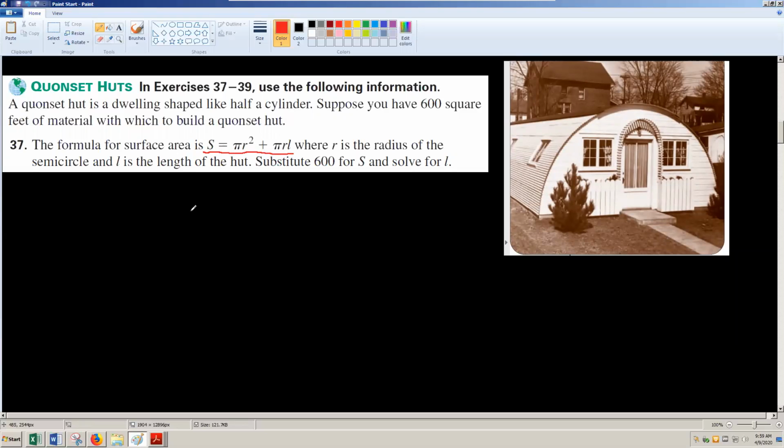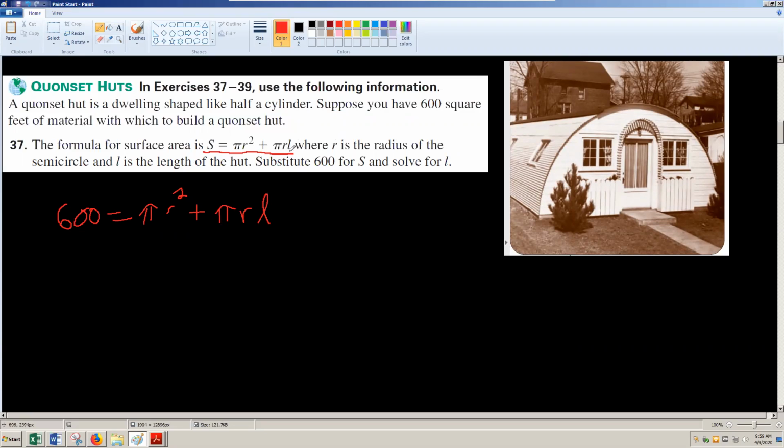So here we're given this formula and we suppose that we have 600 square feet of material to build this. So I'm going to basically just say 600 is equal to pi r squared plus pi rl. The formula is given here, r is the radius of the semicircle and L is the length of the hut. Substitute 600 and solve for L.